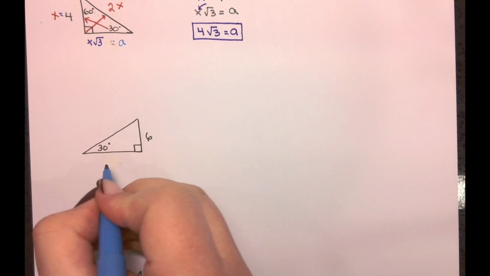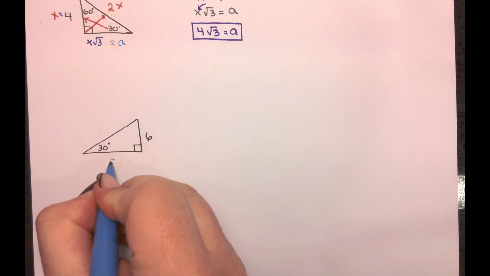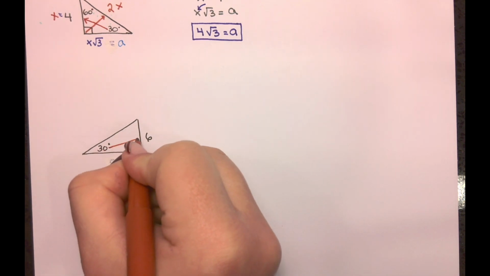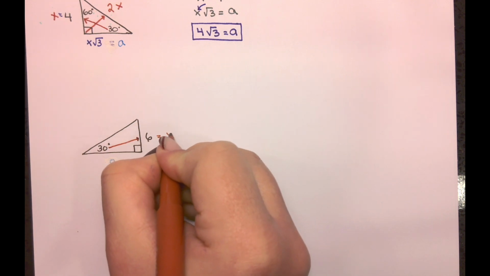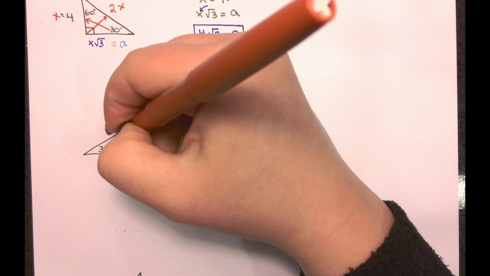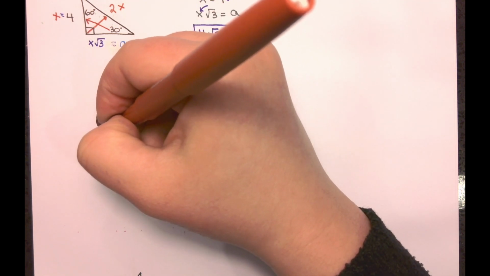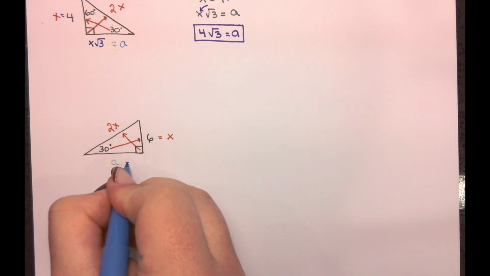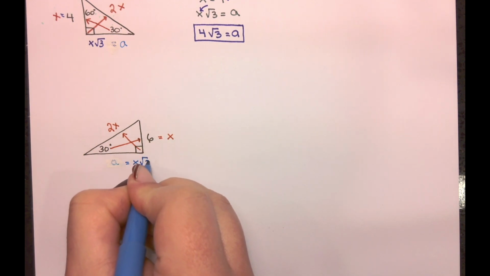Again, I erased this one here, so let's call it A since that's what we called it last time. It doesn't have to be A. It can be any letter you want. Step number 1, label the pattern. Find your 30 degrees. Across the street from that, that's your x. Find your 90. Across the street from that is your 2x. And your leftover is your 60 degree, x root 3.